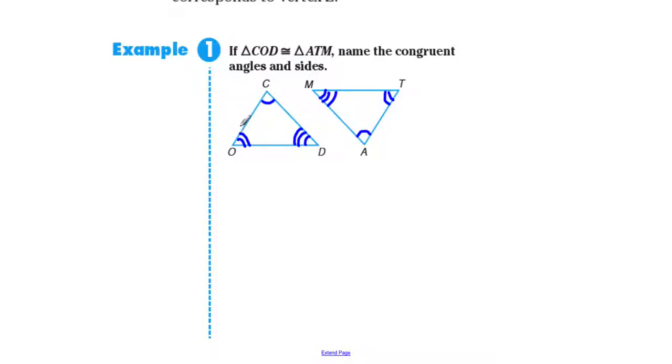With that said, we know for a fact that segment OC is congruent to segment TA. If I started with OC, that means I need to start with T as well, because both of those angles are congruent.